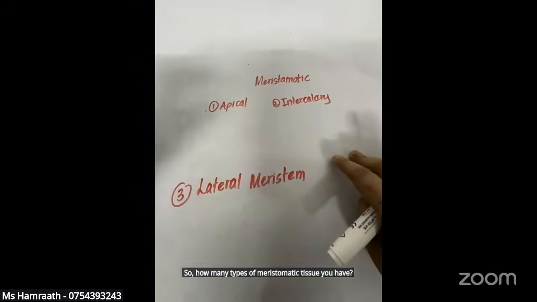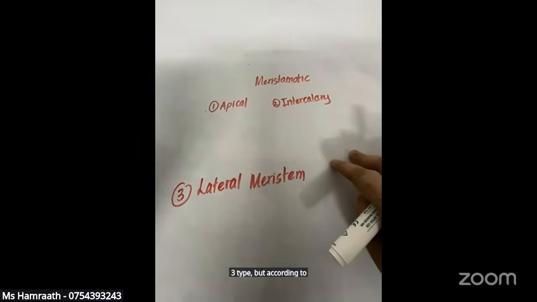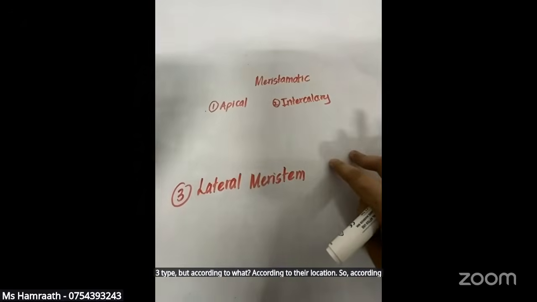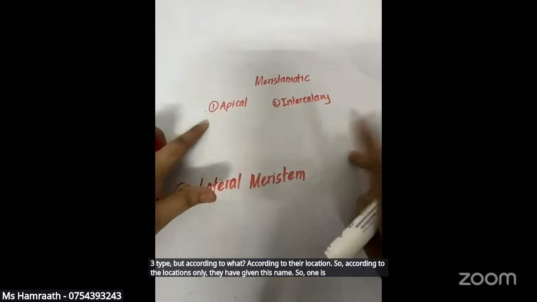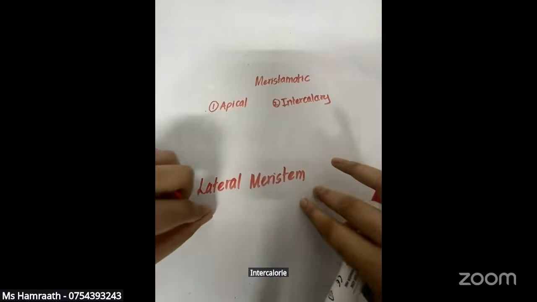Three types, but according to what? According to their location. According to the locations only, they have given these names: apical meristem, intercalary meristem, and lateral meristem.